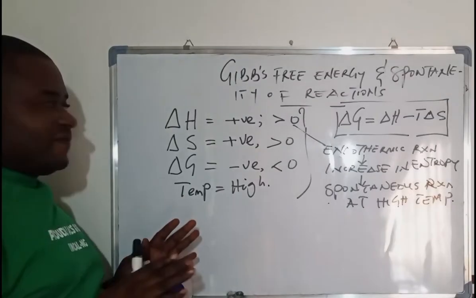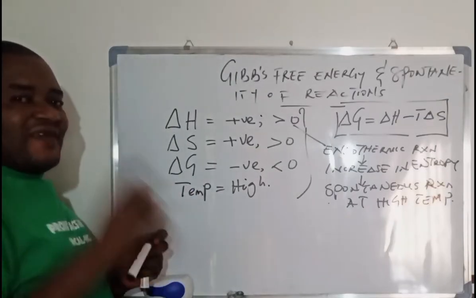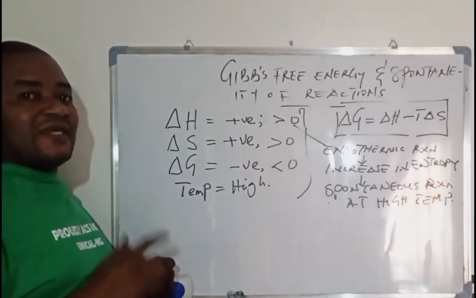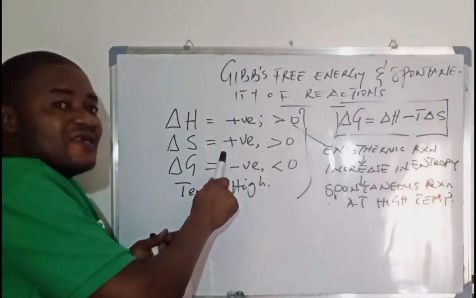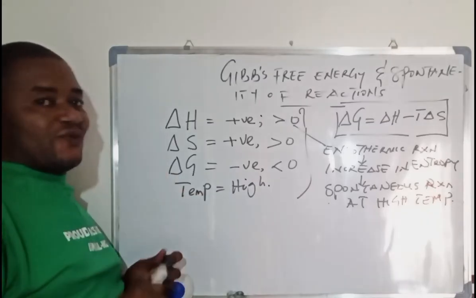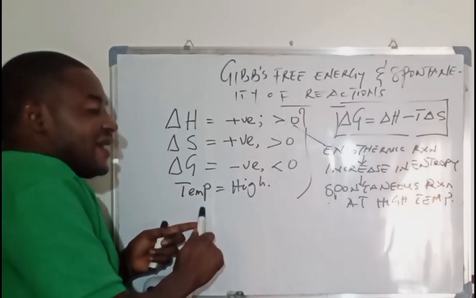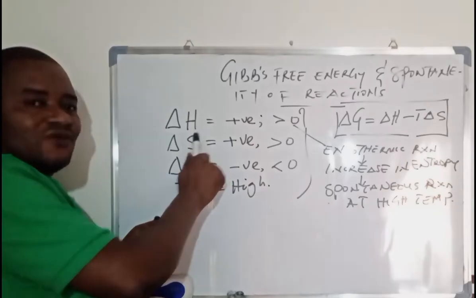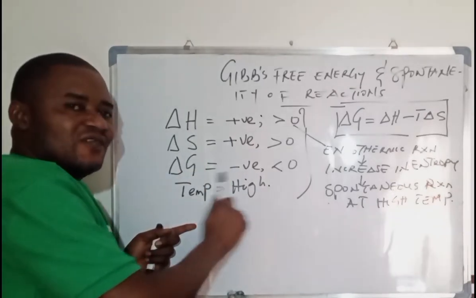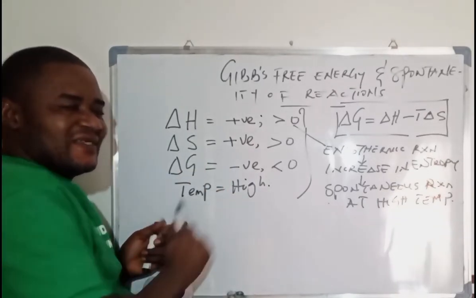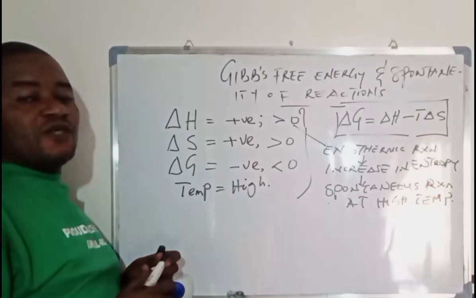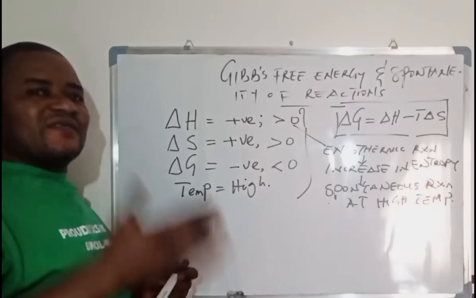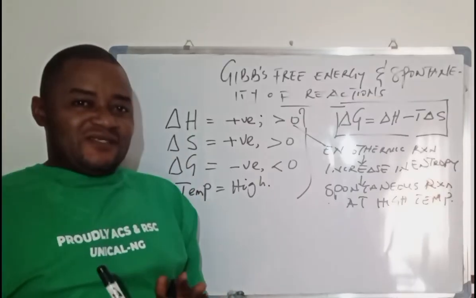That is not a simple thing. So where you have such reactions, just know that they are going to cause an increase in the entropy of the system. And if they do so, it will only be at higher temperatures that that reaction is going to be spontaneous. So delta G negative means the reaction is spontaneous. I'm sure we've understood that.